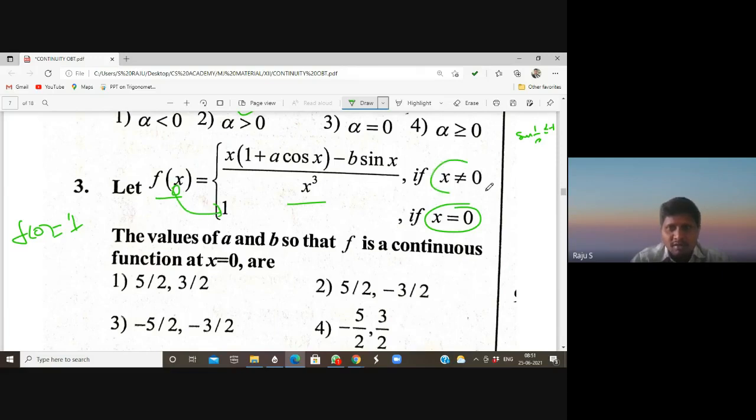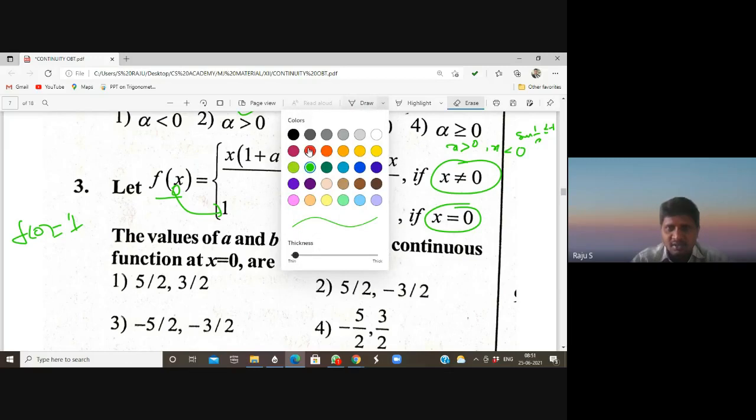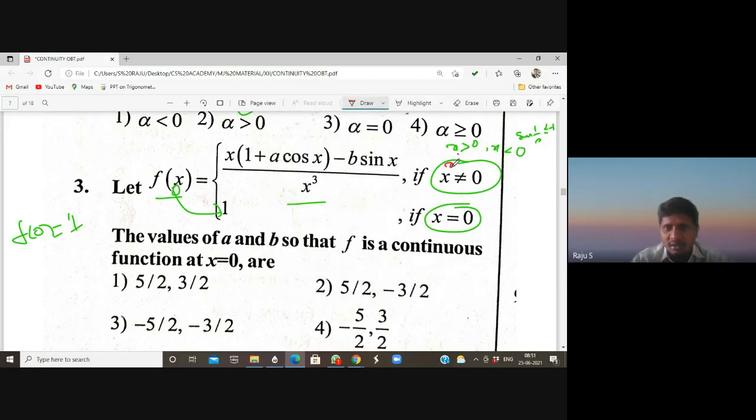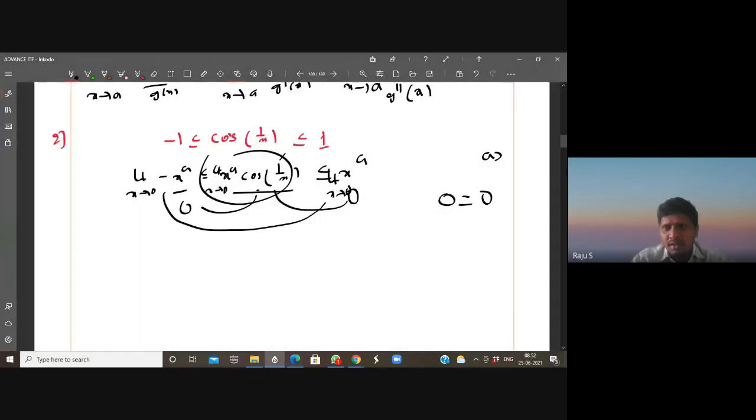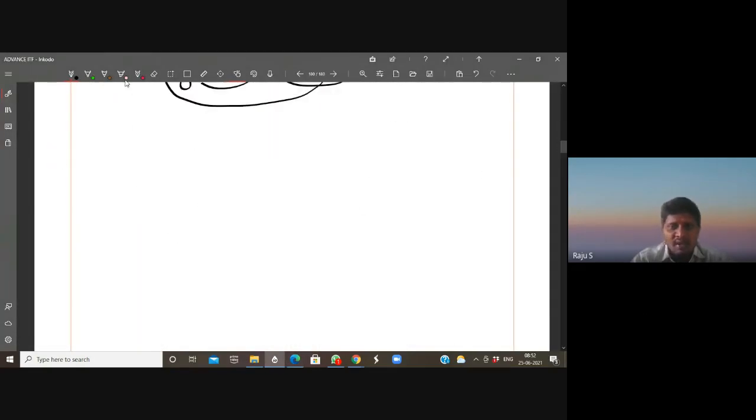But x not equal to 0 means either x is greater than 0 or x is lesser than 0. That is nothing but left hand continuity and right hand continuity. In both the cases they have given only one function. But does the limit exist at x is equal to 0? Substitute x is equal to 0 here in the function. Do we get any defined value?